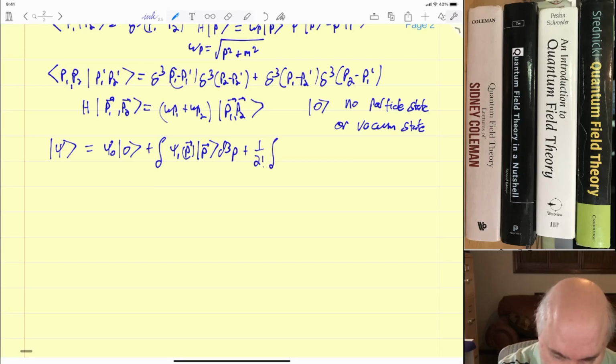We put the 1 over 2 factorial. This makes it easier to handle because we'll get two terms when we use this normalization. This will cancel it.